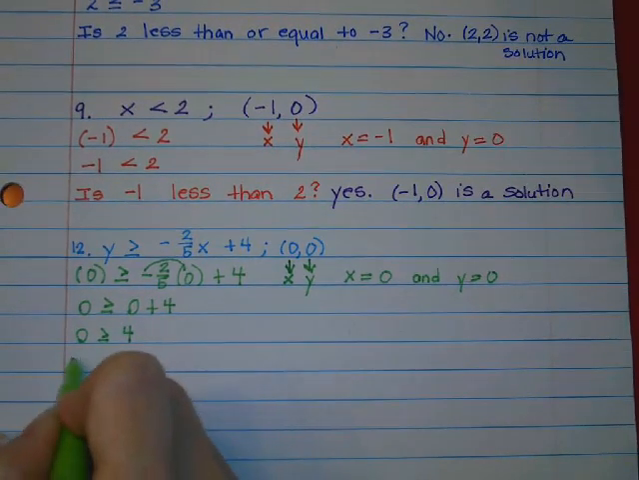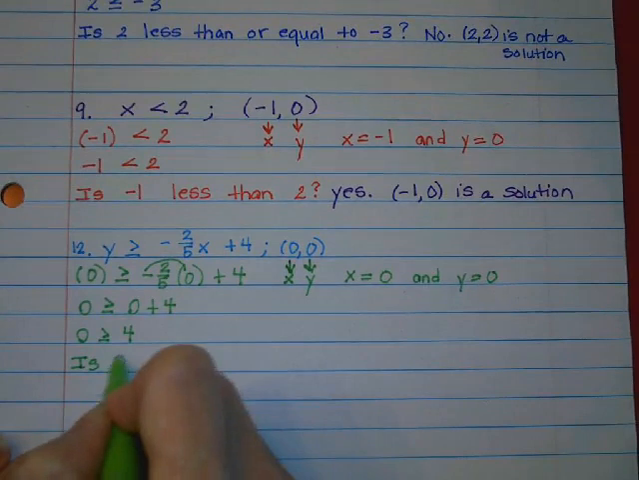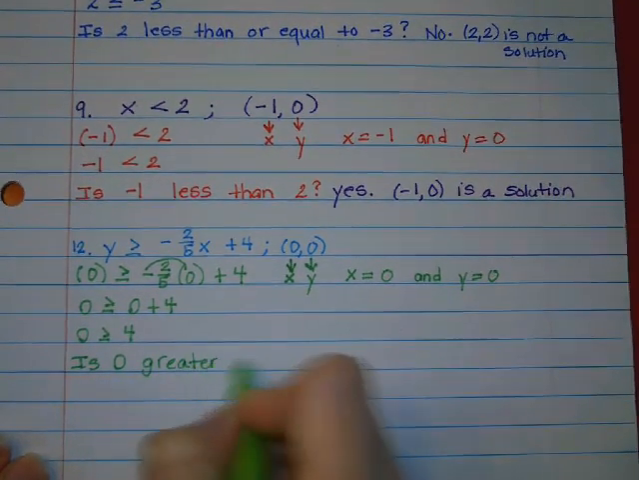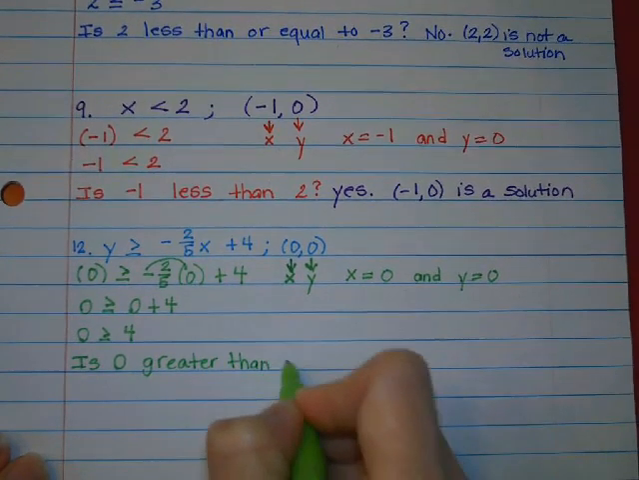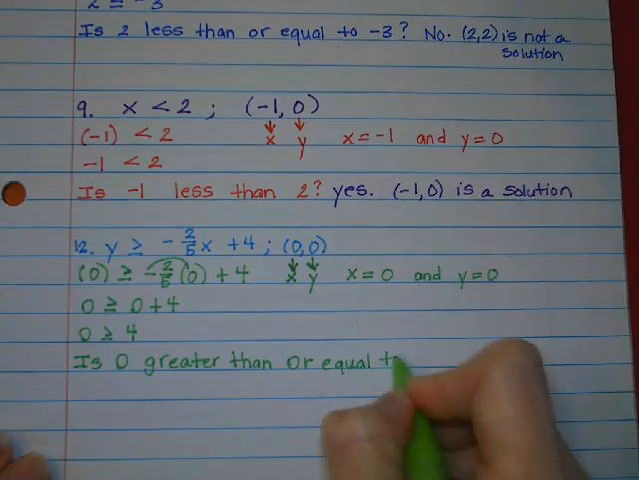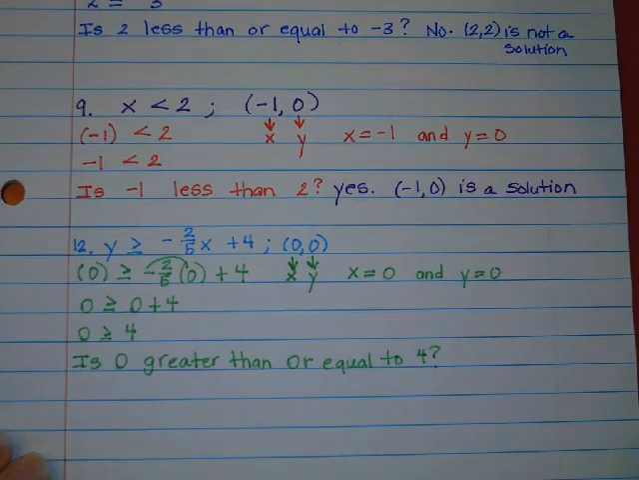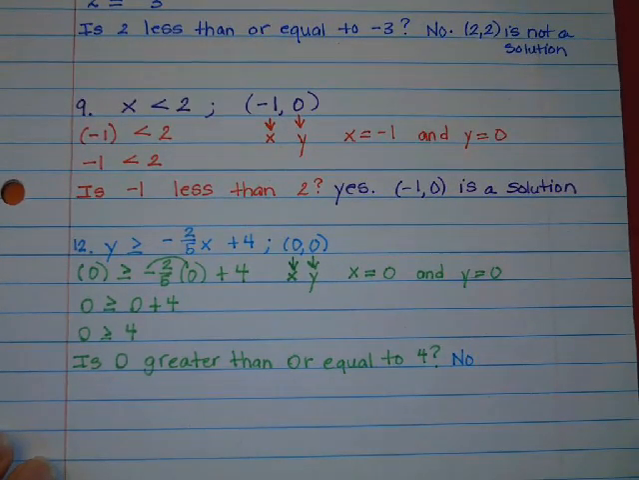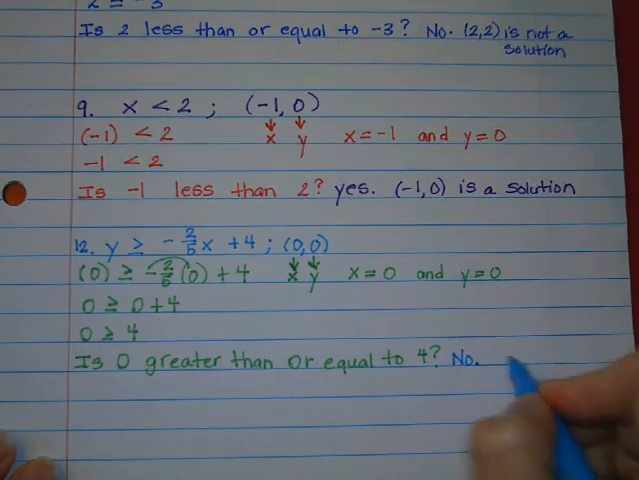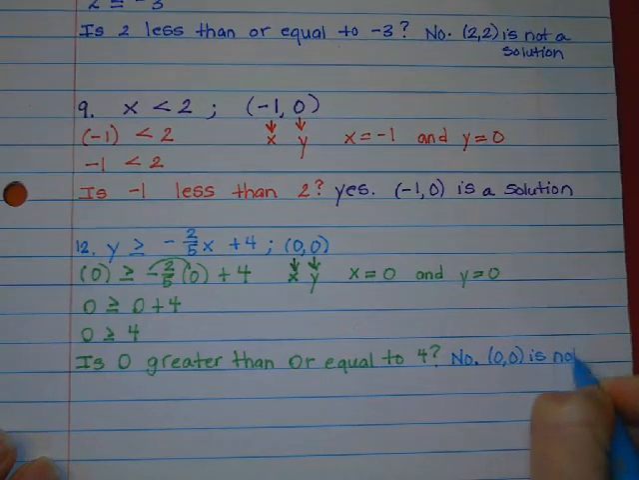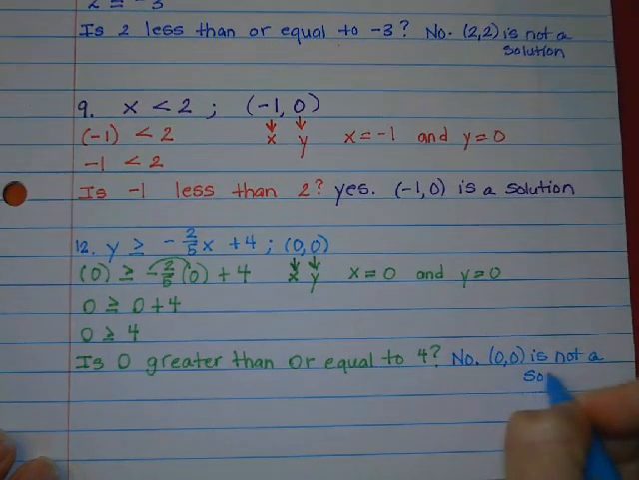The question is asking, is 0 greater than or equal to 4? What do you think, Cheyenne? You're correct. No, 0 is not greater than or equal to 4. So for no, that means that 0, 0 is not a solution.